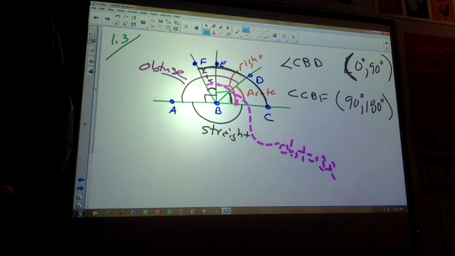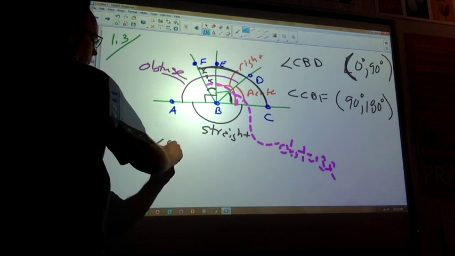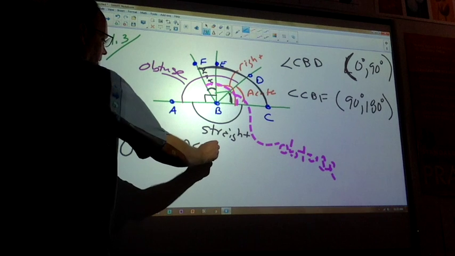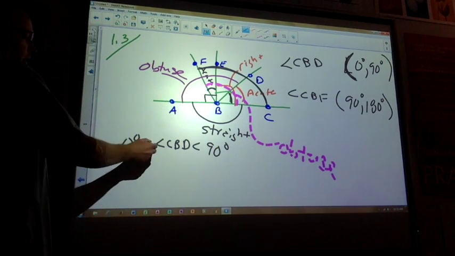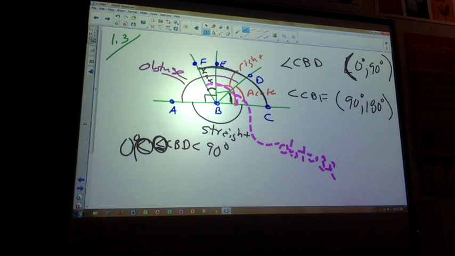Yep. So for 2A, it would be between 0 and 90 degrees, because it's an acute angle, excuse me. I'm just gonna do it from left to right. So it would be 0 degrees is less than angle CBD, which is less than 90 degrees. Like that, yep. The reason I didn't like that is this starts looking like that. Why do I have a less than sign?